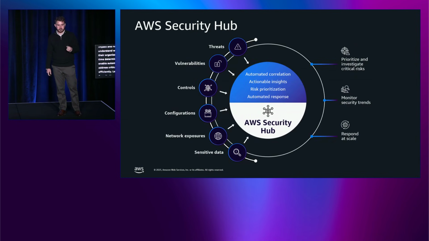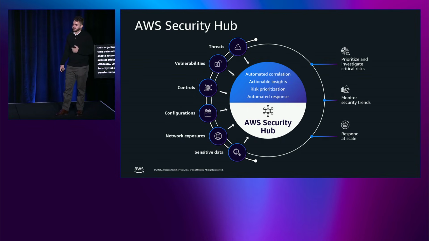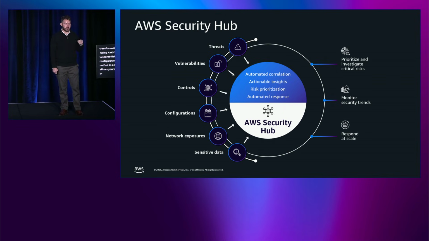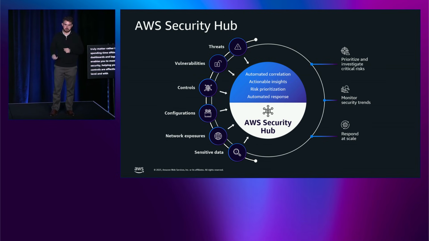Using AWS Security Hub, your threats and vulnerabilities, controls and configurations, and sensitive data are unified in a single pane of glass. This allows you to prioritize those risks which truly matter rather than missing them or spending time sifting through siloed dashboards and logs. Over time, this enables you to monitor trends related to security, helping you understand if your controls are effective at an organizational level. And with resource visibility unified in one place, your teams can respond quickly at scale across all of your environments.